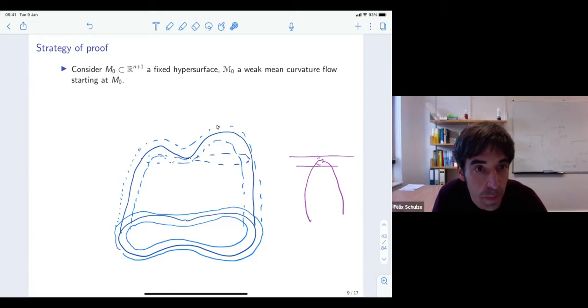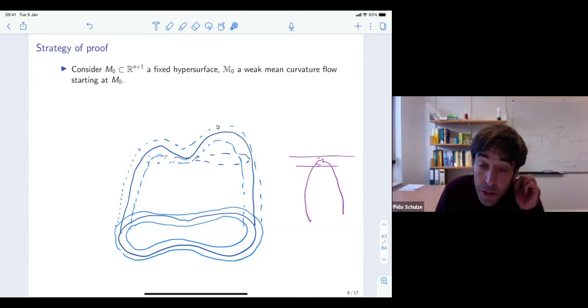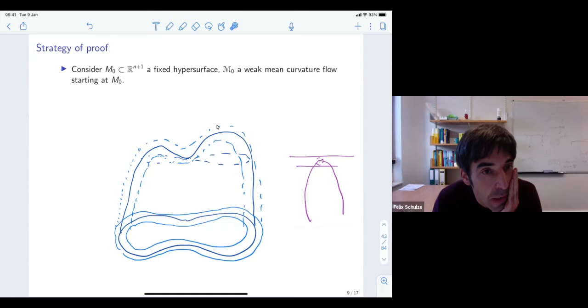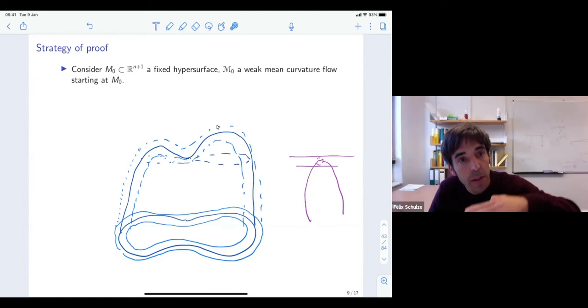And you can hope that since you're blowing up and curvature gets large, that somehow you can say something about this outside foliation of the shrinking cylinder in space-time. You see this shrinking cylinder. For example, what you could do, you could foliate it by just translating the shrinking cylinder in time upwards and downwards. That would give a foliation.